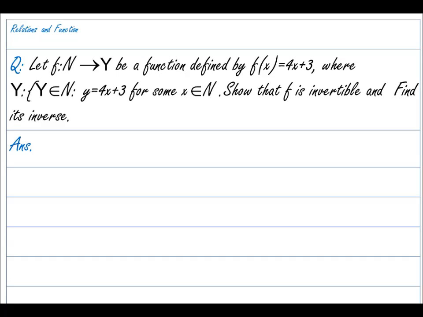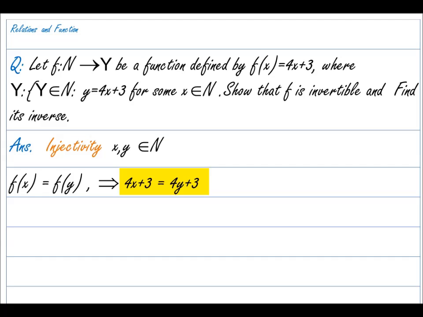Now f will be invertible if f is a bijection, and the function f will be a bijection if it is injective as well as surjective. And now let's first check the function for injectivity, or whether this function is 1 to 1. Now suppose x and y are two numbers from the set of natural numbers, and suppose f of x is equal to f of y, or we can write 4x plus 3 is equal to 4y plus 3. Now cancelling 3 from both sides, the equation becomes 4x is equal to 4y, and dividing both sides by 4, that finally becomes x is equal to y.